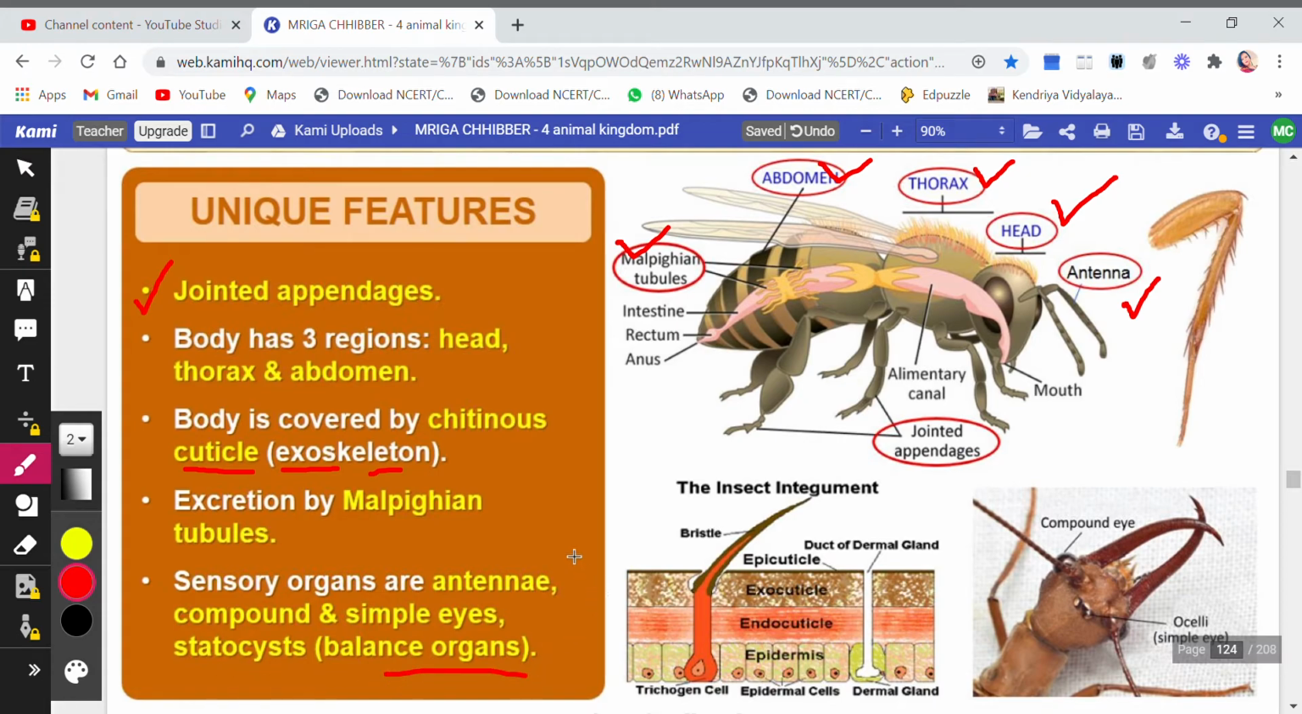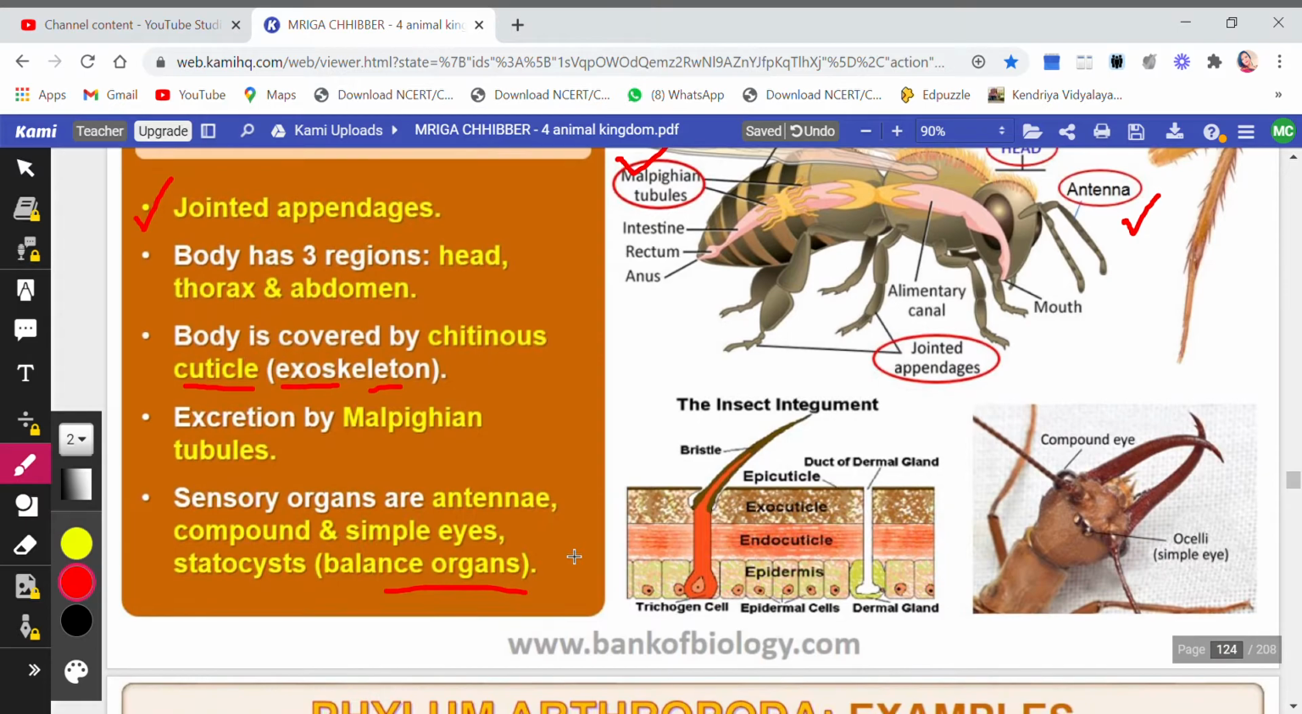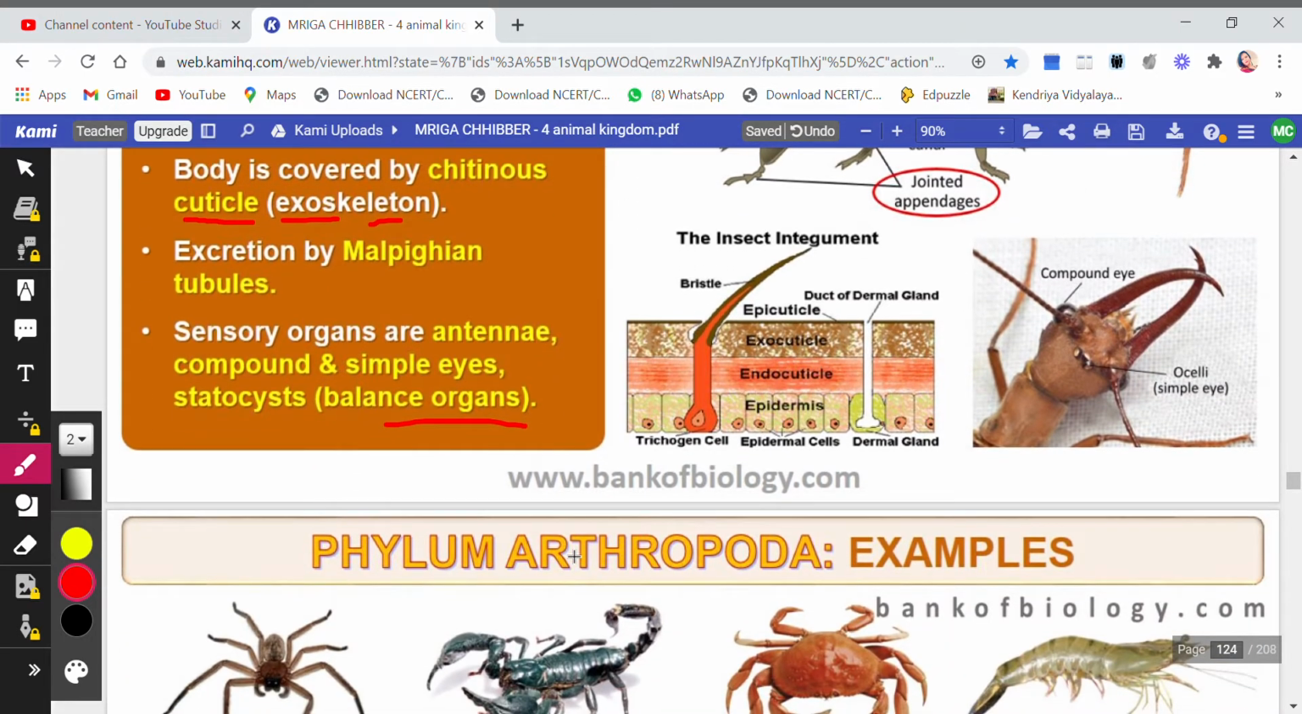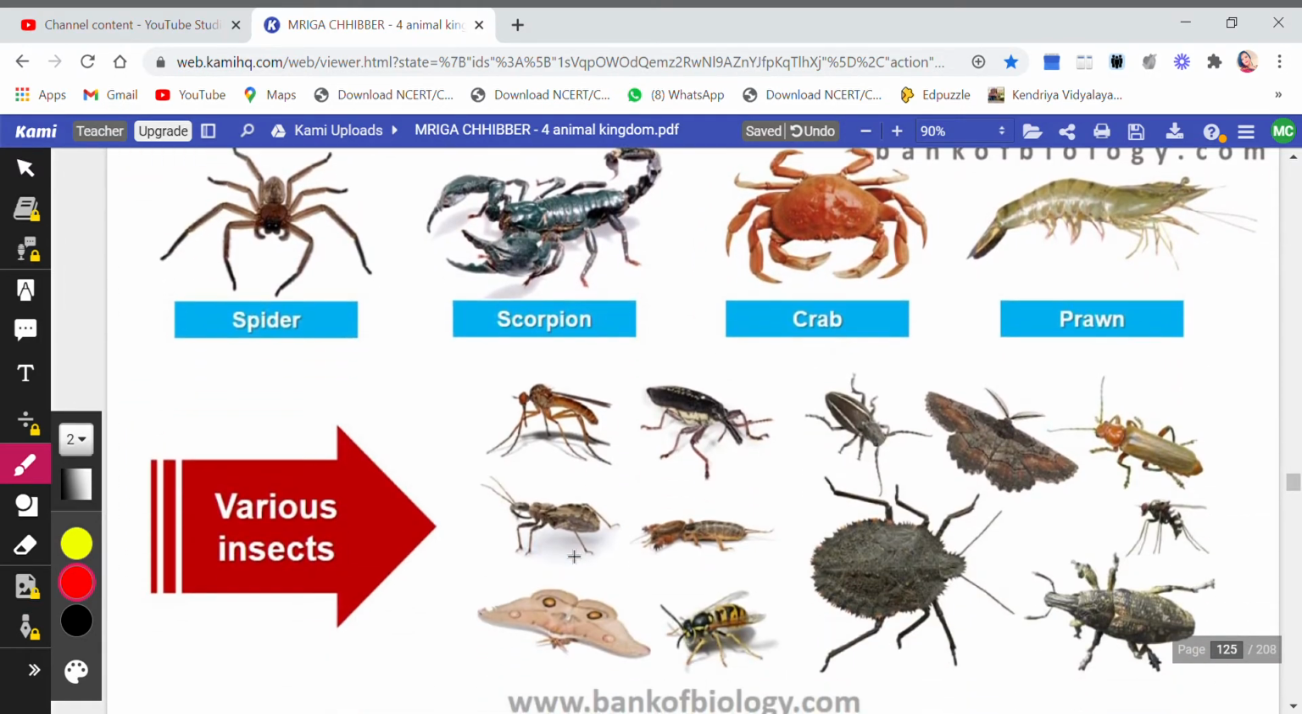As you know, in humans, ears are the balancing organ. You know, the human ear has two functions. One is it helps to listen, and the other one is it is also a balancing organ for our body. So in this case, statocysts are the balancing organs.